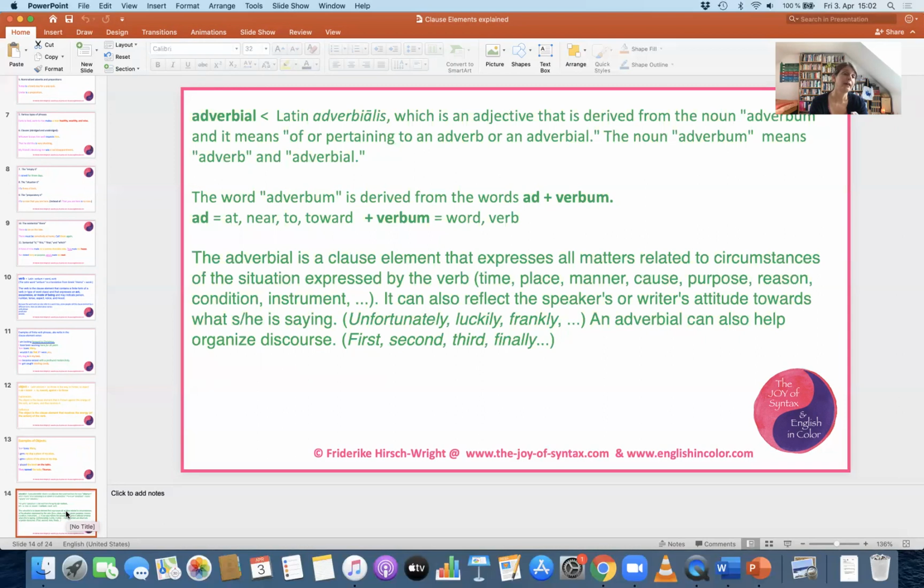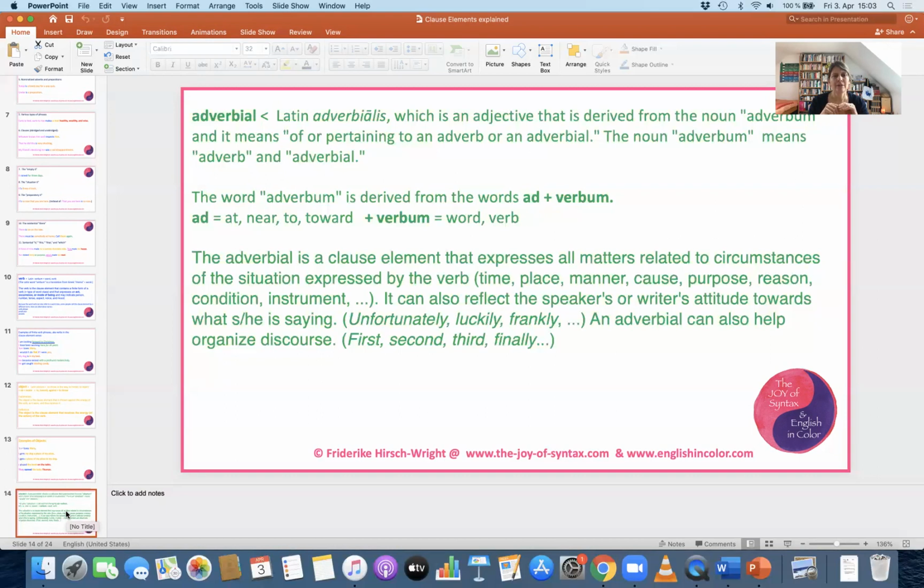And we saw that adverbs can either be very closely tied to verbs, or they can modify other types of verbs or phrases. And an adverbial is a clause element that expresses all matters related to circumstances of the situation expressed by the verb. So these circumstances are time, matter, place, or purpose, or reason, or condition, or instrument, etc. And also, they can be words or phrases that reflect a speaker's or writer's attitude towards what he is saying in that sentence, or it can be words or phrases that help to organize discourse.